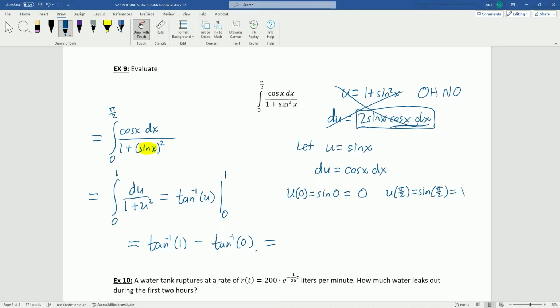And we know that tangent is equal to 1 when our angle is pi over 4. Tangent of pi over 4 is 1, so tangent inverse of 1 is pi over 4. And likewise, tangent of 0 is 0, so tangent inverse of 0 is 0. So the final answer is pi over 4.